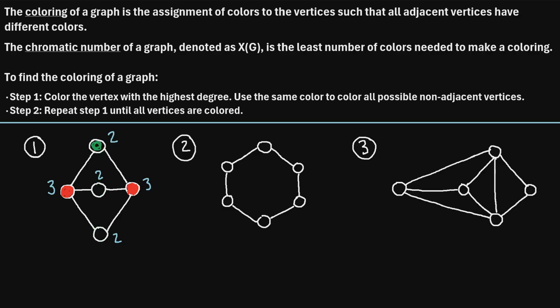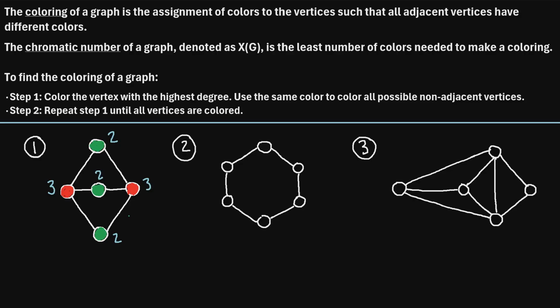So let's just pick this one up here and let's color it green. Now we need to color every vertex that is not adjacent to this vertex. In other words, that doesn't share an edge with this vertex. We need to color it green as well. So we could color this vertex green, and we could also color this vertex green. So now that we have colored all of the vertices in this graph, it means that we're done with the coloring. And what we'll notice is that no two adjacent vertices have the same color. So that's the definition of the coloring of a graph.